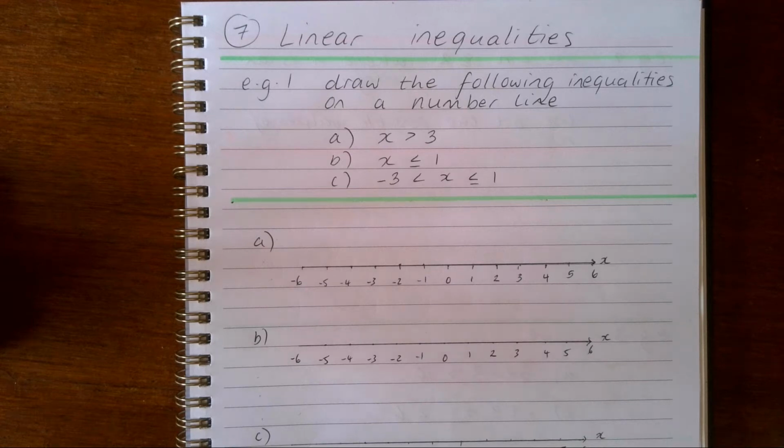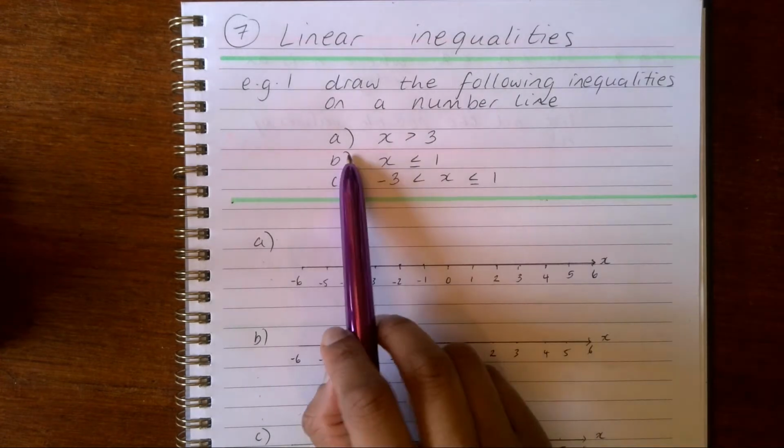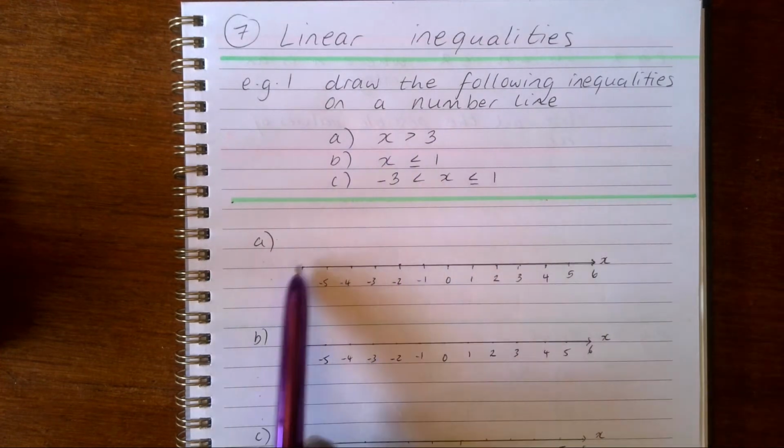Okay, the final video for this chapter is linear inequalities. So the first thing we're going to do is to draw linear inequalities on a number line. If we look at this first one, x is greater than 3. So we've got a number line for x.